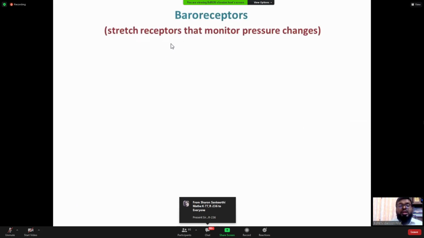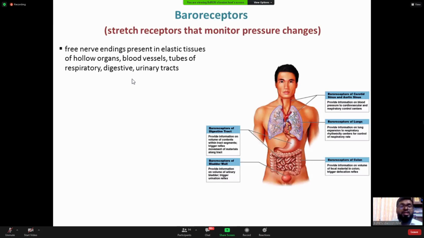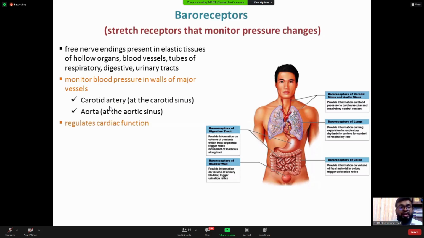Baroreceptors. So baroreceptors are stretch receptors that monitor blood pressure changes. Where are they located? They're located in the blood vessels, free nerves, whole organs, blood vessels, tubes of the respiratory tract, digestive tract, urinary tract. Out of them, this one is very much related to us: the carotid artery and the carotid sinus.